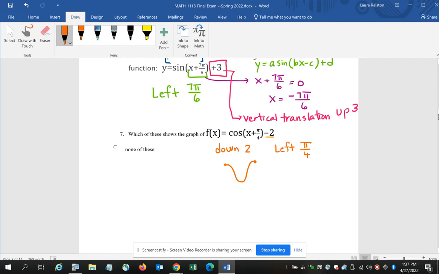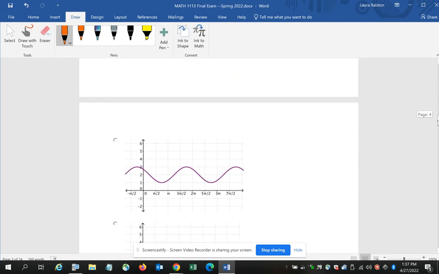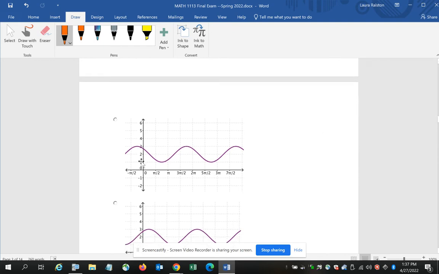So the first option is none of these, and it could be that. If I look here, normally we would begin at 1, and if we shift up 2, we would be at 3. Then we have to shift back pi over 4. Notice your scale, you're between 0 and pi over 2. So this is a maybe.